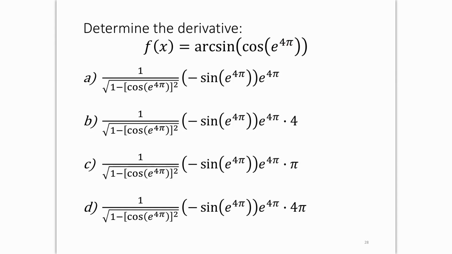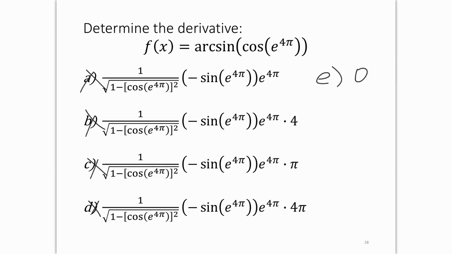Oh wait, the derivative of 4 pi, isn't that just 0? There's no x here. In fact, this is a bit of a trick question. The answer for this is not A, or B, or C, or D. It's actually E. The answer is 0.